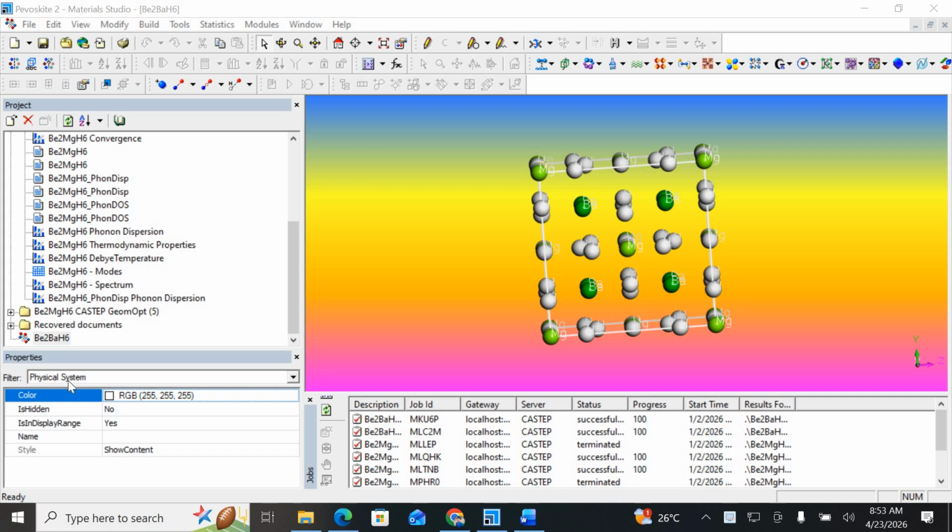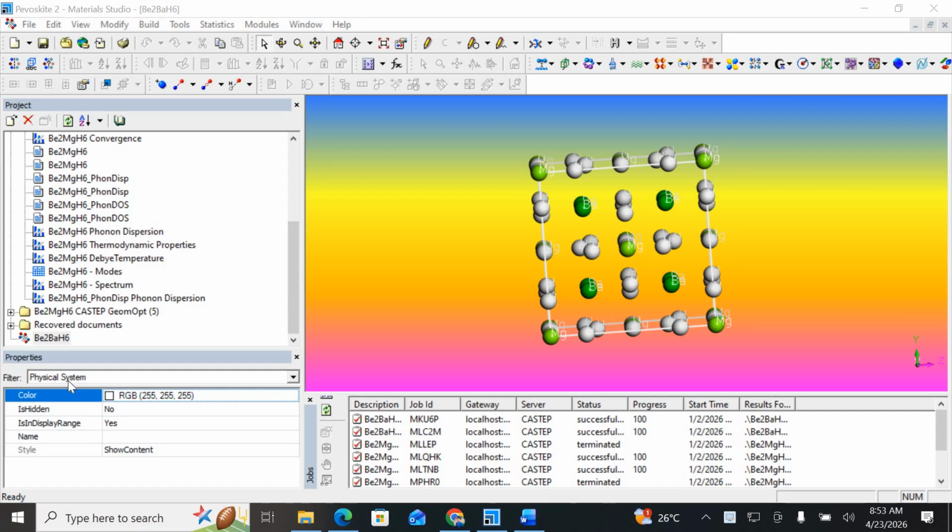In the lecture series of Material Studio and within the course of hydrogen storage, we are at lecture number 3. In today's lecture, we will discuss the thermodynamic and dynamic stability of a material, particularly in the context of density functional theory simulation for hydrogen storage in perovskite type hydride materials.